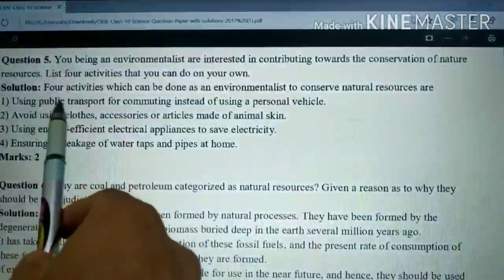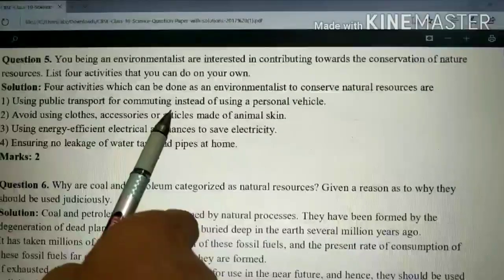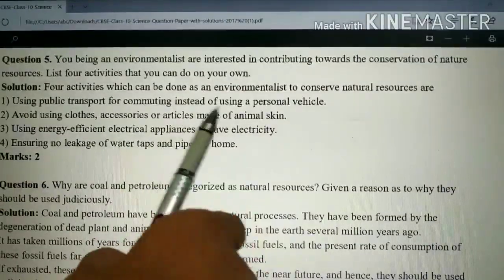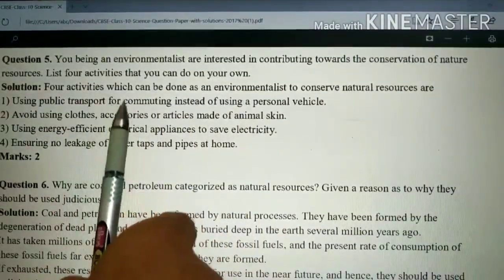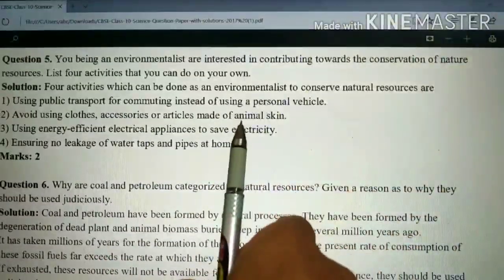So in that case, use public transport. And avoid using clothes, accessories or articles made of animal skin. So do not use clothes, accessories and articles made of animal skin, and also plastics. Okay, animal skin, what happens?